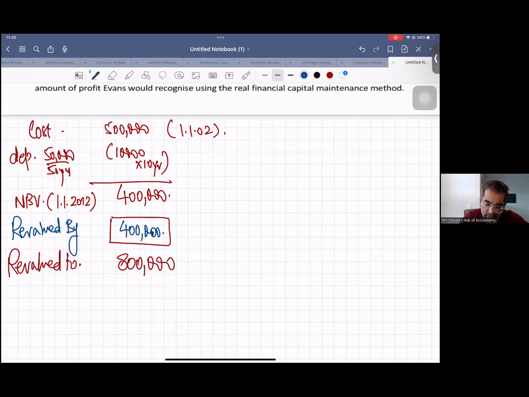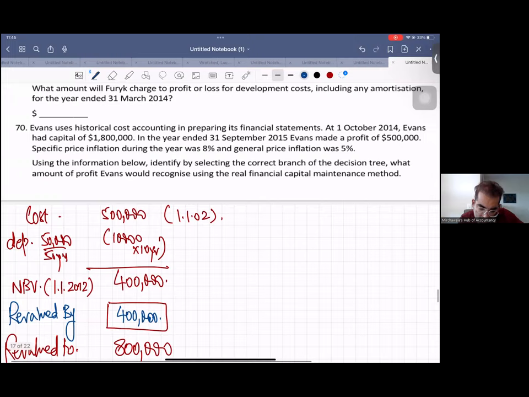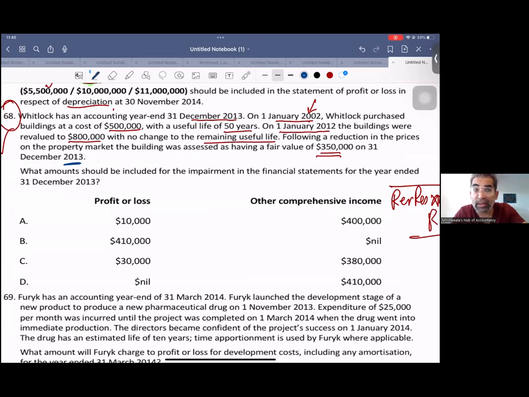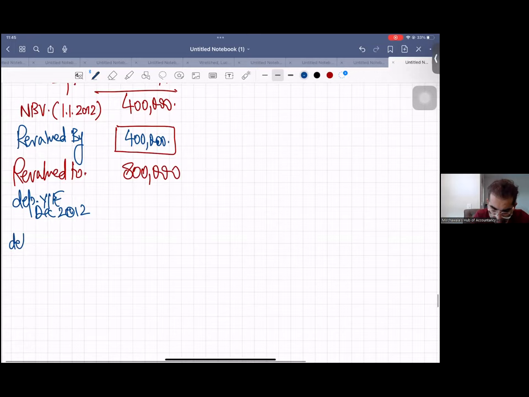Now, let's start depreciating. Depreciate year ended December 12. And let me check the other date of revaluation. It's December 13, not 1st January 13. See, the next date of revaluation is 31st December 13. That means 2 years. Okay, now tell me the new depreciation.